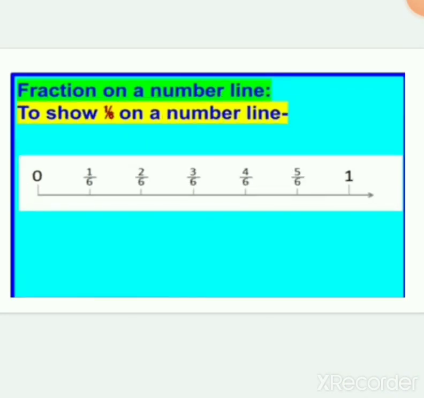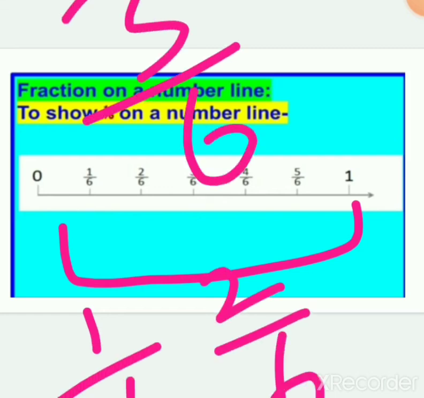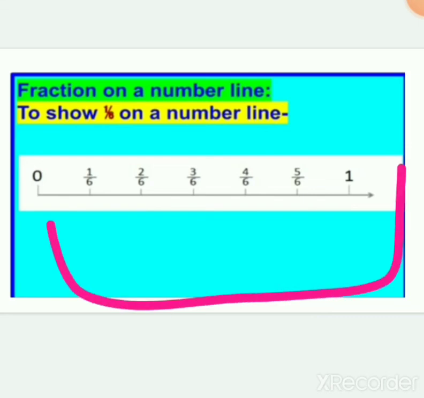Fractions on a number line, to show 1/6 on a number line. You will follow the same process for 1/6 from 0 to 1. You will take the difference of 1/6, 2/6, 3/6, 4/6, 5/6. In the same way 6/6 will reach 1. Okay. So this is the representation of 1/6 on a number line.